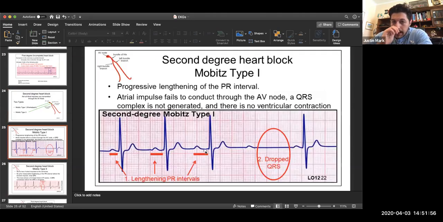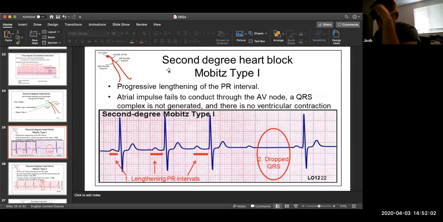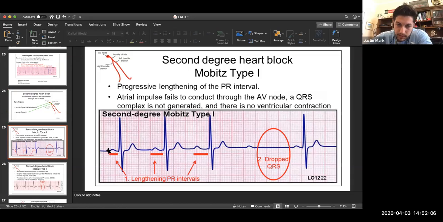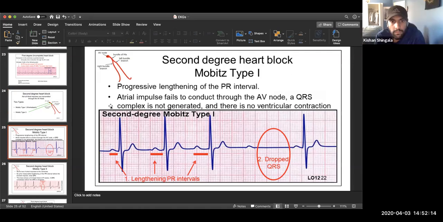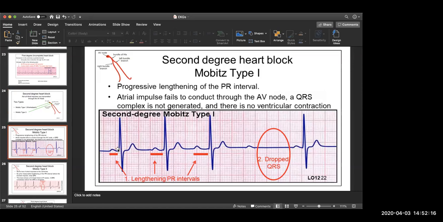When we look at a Mobitz type 1, first of all, I assume you all can do the rate now. We can also do the rhythm, right? Very basic rhythms. So first of all, is this sinus? Yes. The rate, yeah. P, QRS and T are all there.